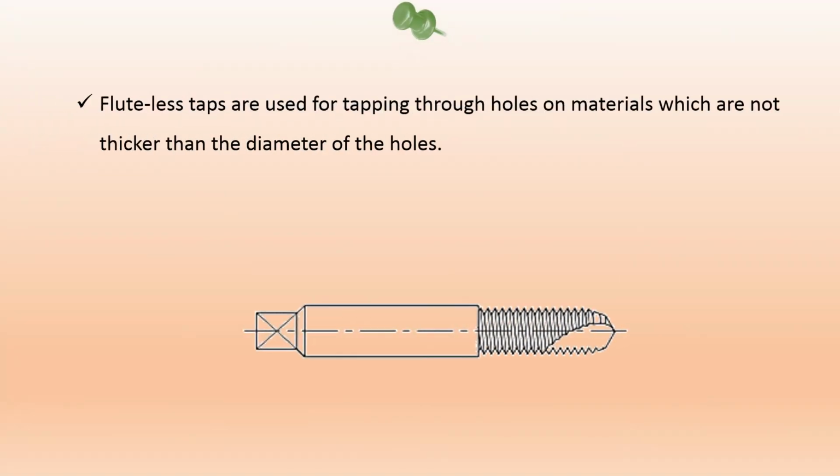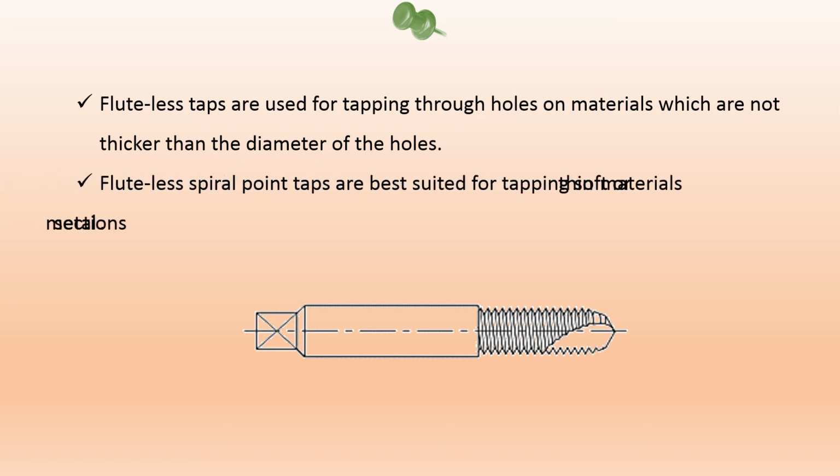Fluteless taps are used for tapping through holes on materials which are not thicker than the diameter of the holes. Fluteless spiral point taps are best suited for tapping soft materials or thin metal sections.